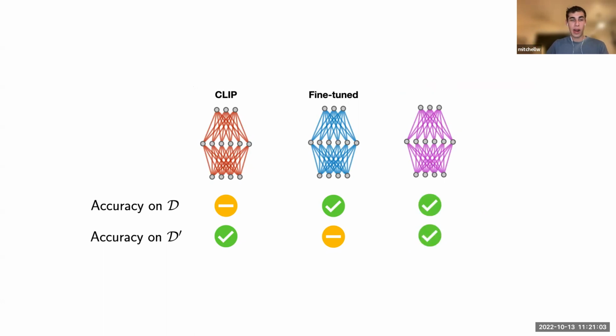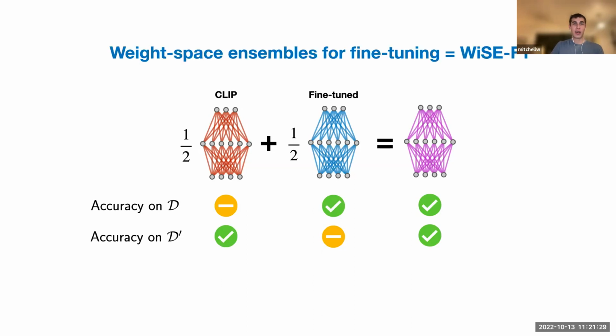And how we're going to propose to do that here today in the first part of this talk is just to add these two models together, interpolate between these two models: take 1/2 the weights of this CLIP model plus 1/2 the weights of this fine-tuned model, and that will be the model that we present. That's our method here, just interpolating the weights of these two models. And we're going to call this weight space ensembles for fine-tuning, because we're taking these two models and ensembling their weights.